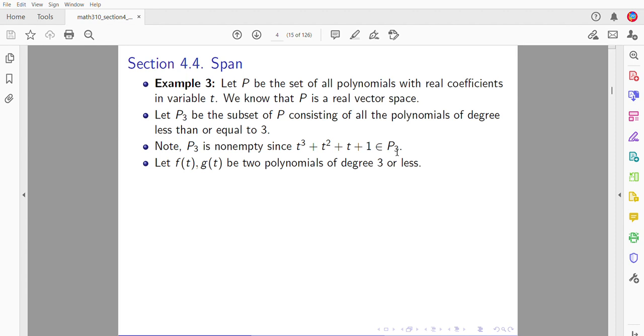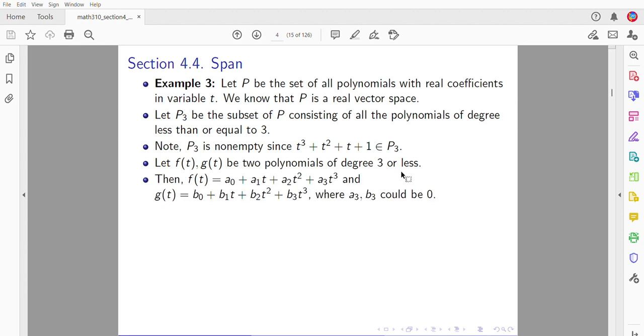Suppose you have two polynomials f and g of degree 3 or less. Then f can be written a0 + a1t + a2t squared + a3t cubed. Likewise, g may be written b0 + b1t + b2t squared + b3t cubed, where a3 or b3 could be 0. They are allowed to be 0 because my degree is less than or equal to 3.